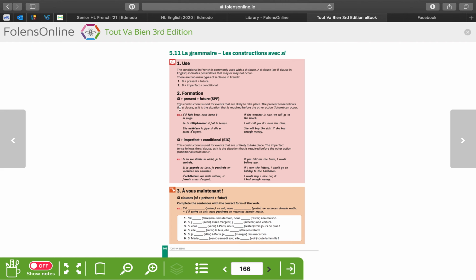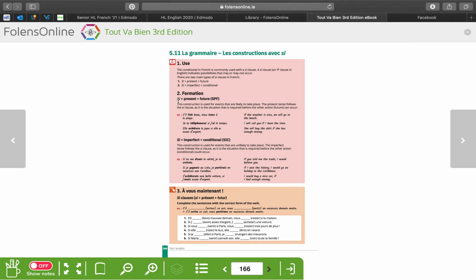So this construction is used for events that are likely to take place. The present tense follows the si clause as it is the situation that is required before the other action in the future can occur. Now, that sounds complicated, but if you look at the example, it's lovely. If the weather is nice, we will go to the beach.